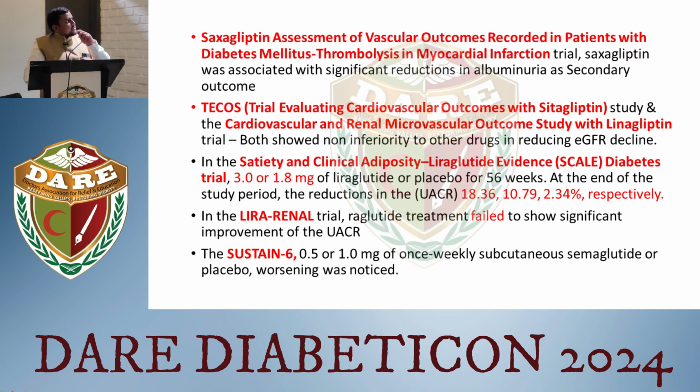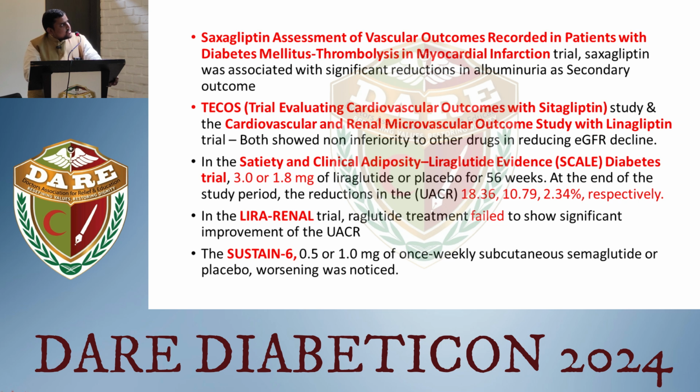Various studies have been done, among them the Saxagliptin Assessment of Vascular Outcomes Recorded in Patients with Diabetes Mellitus – Thrombolysis in Myocardial Infarction trial. Though the kidney was not the primary outcome, they still showed significant reductions in albuminuria. The TECOS trial also confirmed what the previous trial had said.